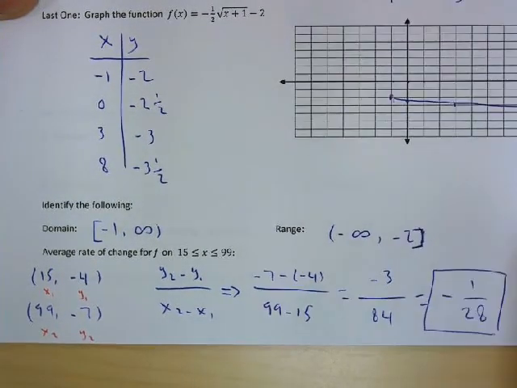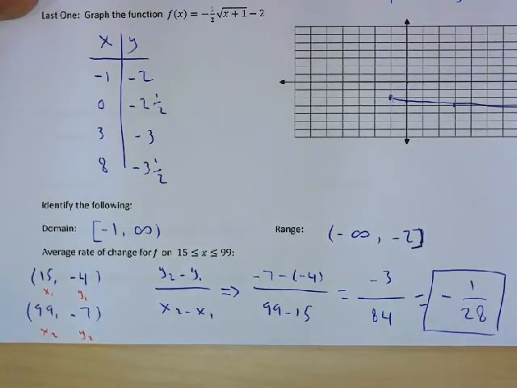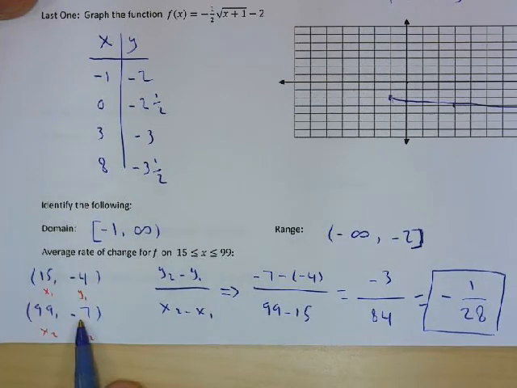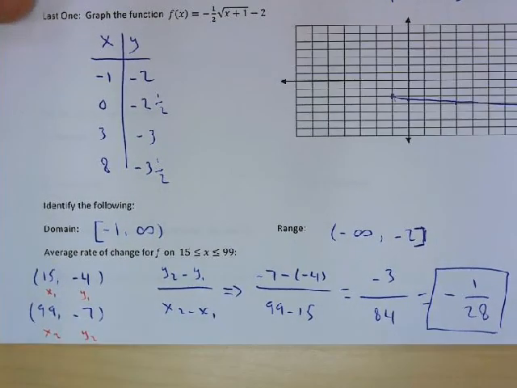So then that's the average rate of change between those 2 points. In other words, if we drew a line from this point to that point, the average rate of change would be we'd go over 28, down 1. All right, and that wraps up the last set of notes for this unit.